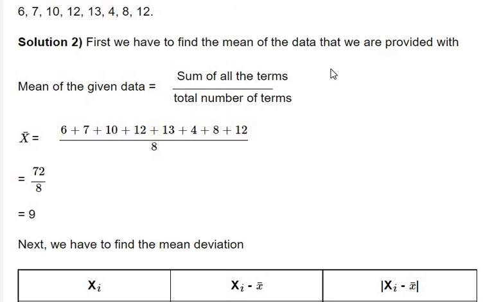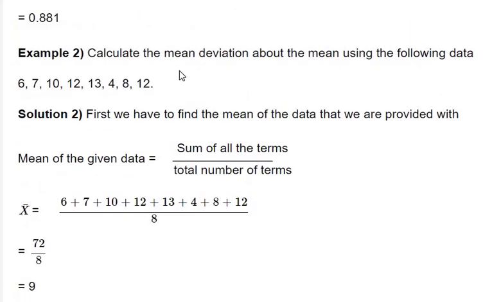See, this is a solved problem. We have calculated the mean deviation about the mean using the following data. We have 8 values. What are the values? 6, 7, 10, 12, 13, 4, 8, 12. What we do here, first find out the sum of all terms.